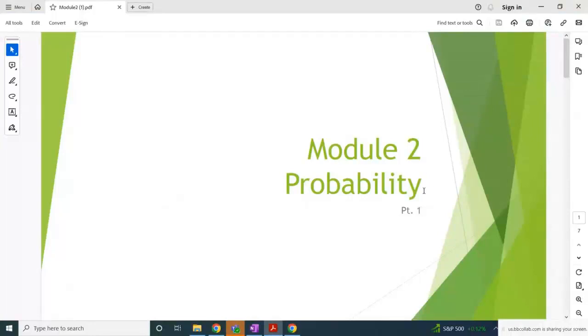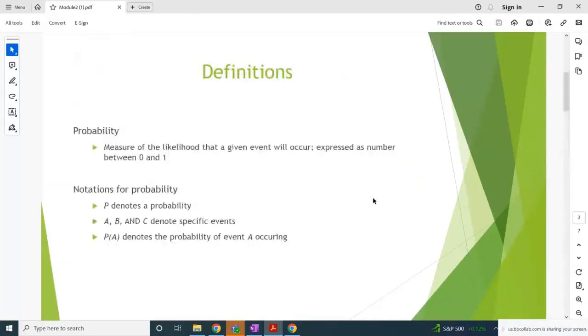All right, so today we're going to begin the first part of the second module, which is probability. And as always, we're just going to start off with some basic definitions and terms. All right, so when we deal with probability, probability is just a measure of likelihood that an event will occur, or sometimes a probability is a likelihood that an event will not occur. Okay, it all depends upon the setup of the problem.